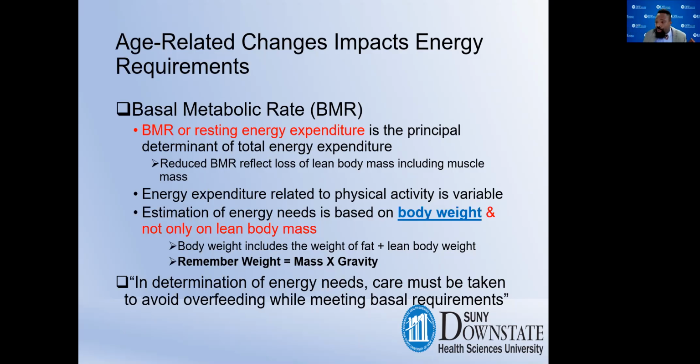As we age, skeletal muscle mass decreases. And if skeletal muscle mass decreases, that in and of itself affects the basal metabolic rate. So it affects it in the sense that it goes down. So a reduced basal metabolic rate will reflect a loss of lean body mass. Okay?